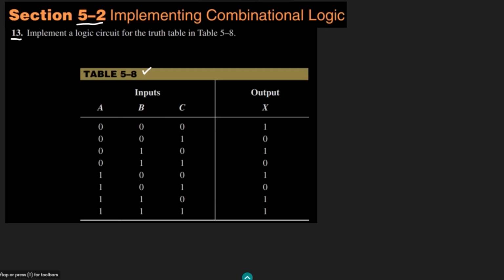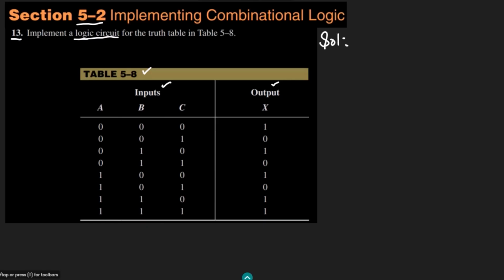Implement a logic circuit for the truth table in table 5.8. This is table 5.8, to which different inputs and a single output have been given, and for it I have to implement the logic circuit. So let me solve it.